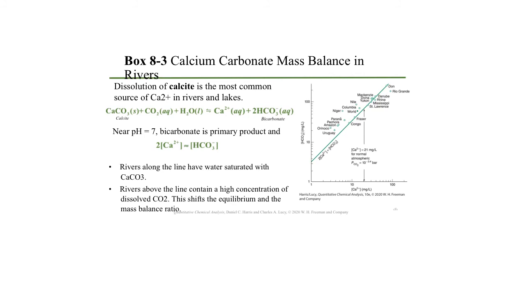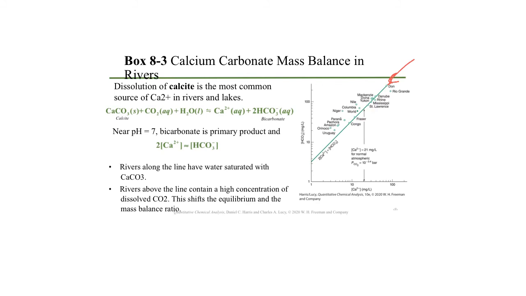So why is this important, right? Well, here's an example of how this can have an impact. This is calcium carbonate mass balance in rivers. If the river lies along this line, then they have water saturated with CaCO3.